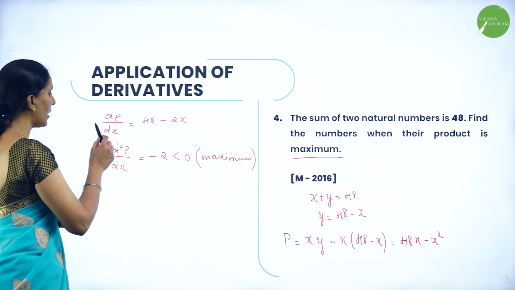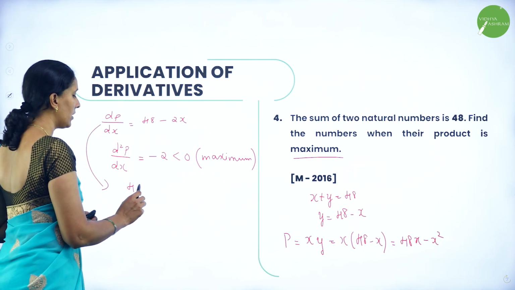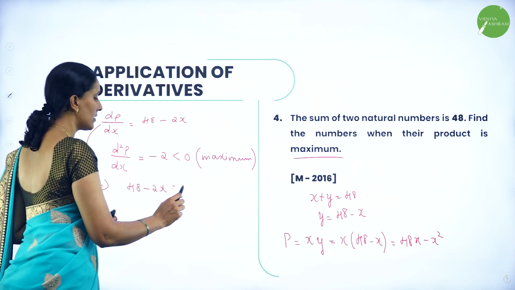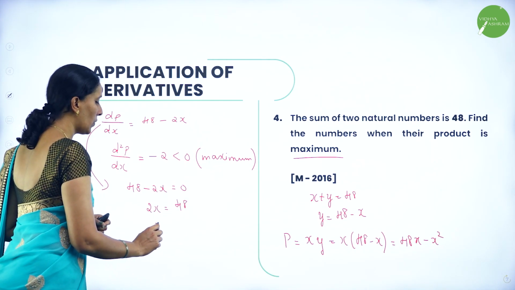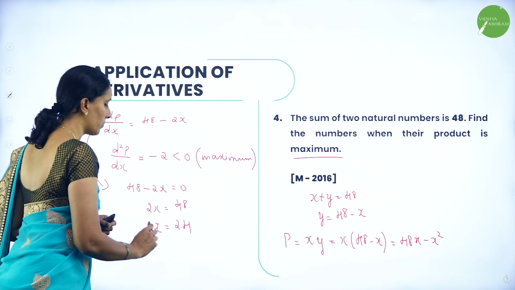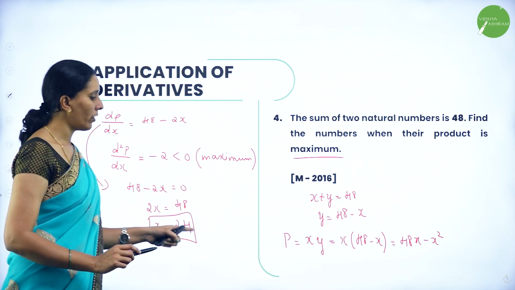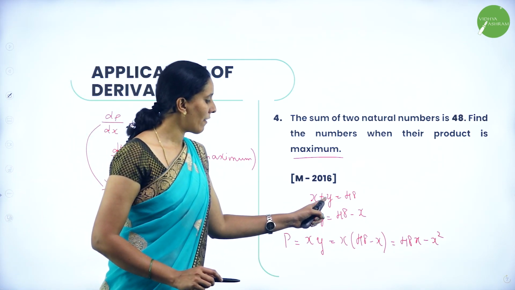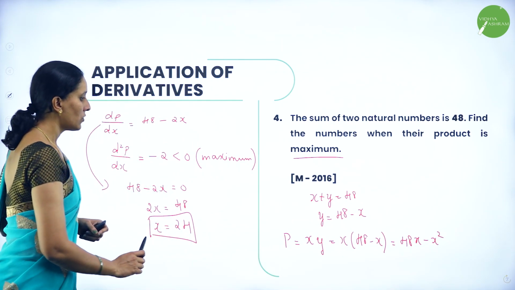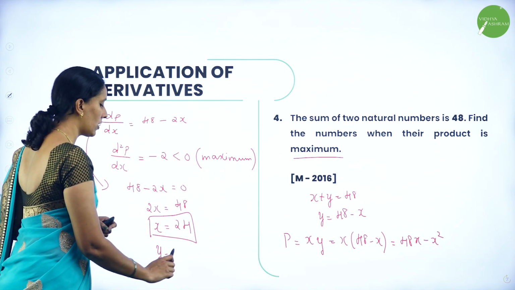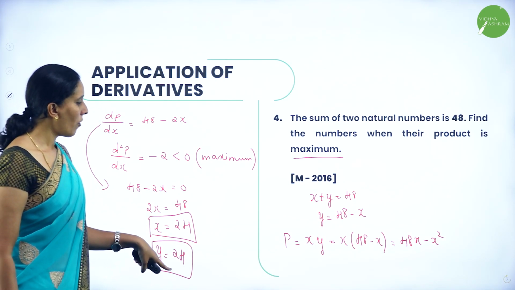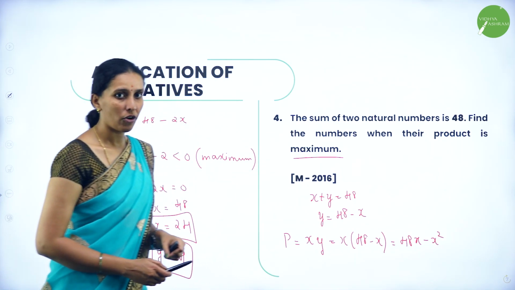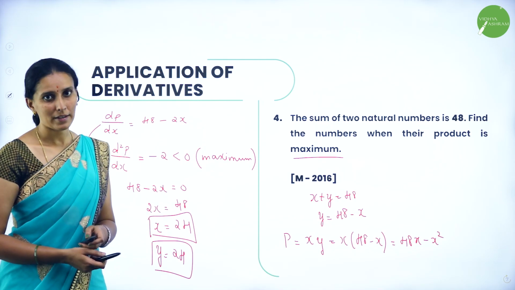So we can put 48 minus 2x as 0 now. So we will get 2x is equal to 48, so x is equal to 24. If x is equal to 24, then according to the equation we have y as 48 minus x, so 48 minus 24, we get y also 24. So clearly you can see the sum of the two numbers is 48 and the product is maximum.